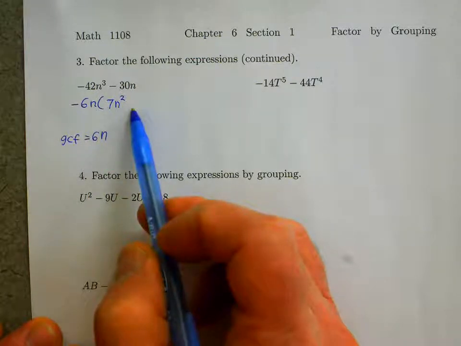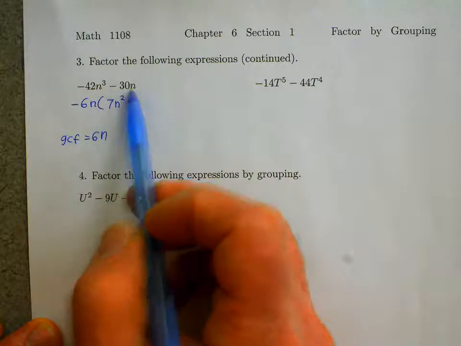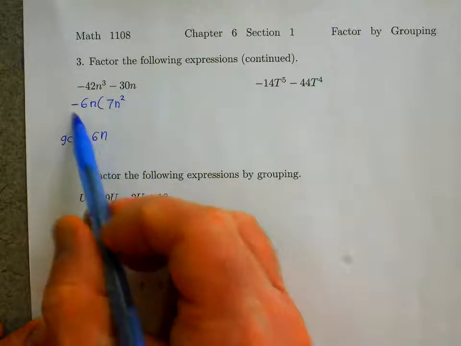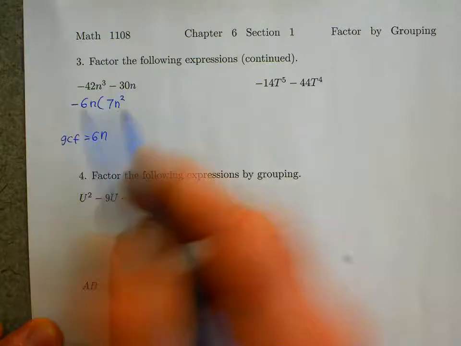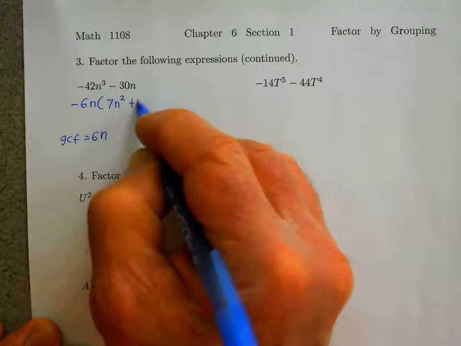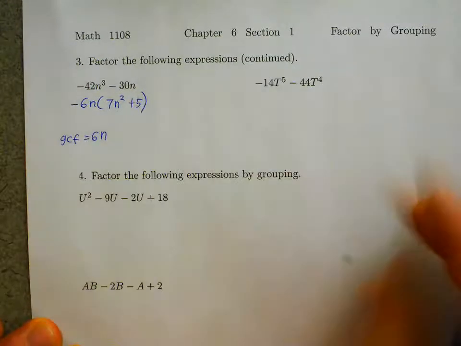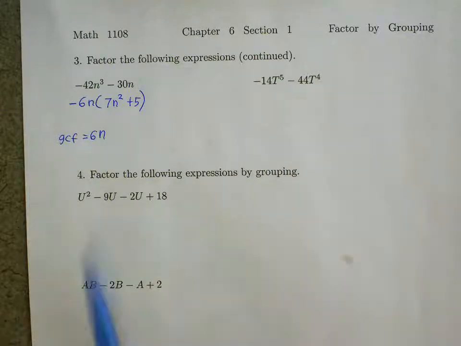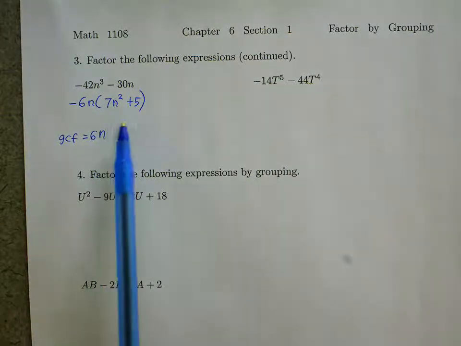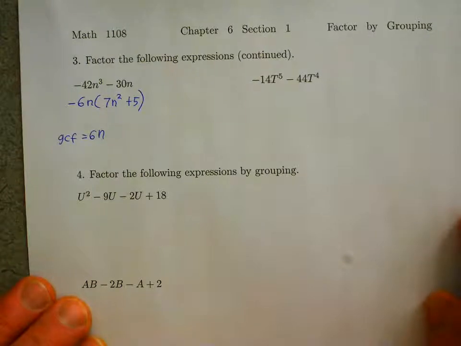Then the next term inside the parentheses, we're going to divide negative 30n by negative 6n. Negative 30 divided by negative 6 is positive 5. And n divided by n is 1. So that is the complete factorization in this case. And then you can verify by multiplying.